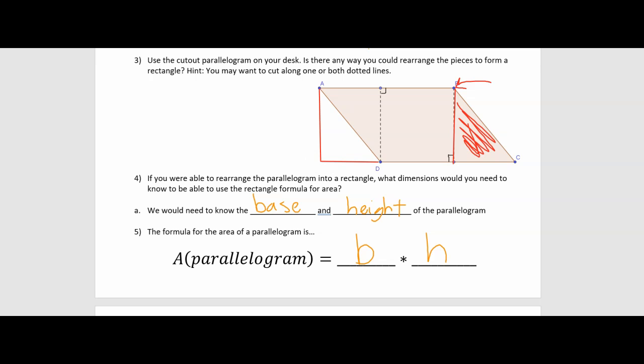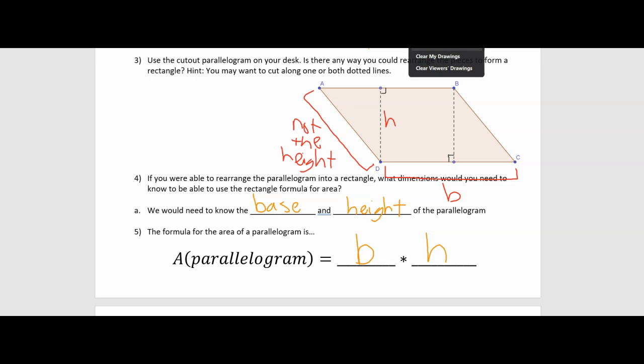So area of any parallelogram is just base times height. Now we do have to be careful. The height of a parallelogram is the perpendicular distance. So again, if I just have this parallelogram, the height is here. The base is here. This segment right here, not the height. The height is going to be the perpendicular distance between the bases, not the slanted distance. So just have to be aware of that. Base times height, with the height being the perpendicular distance.